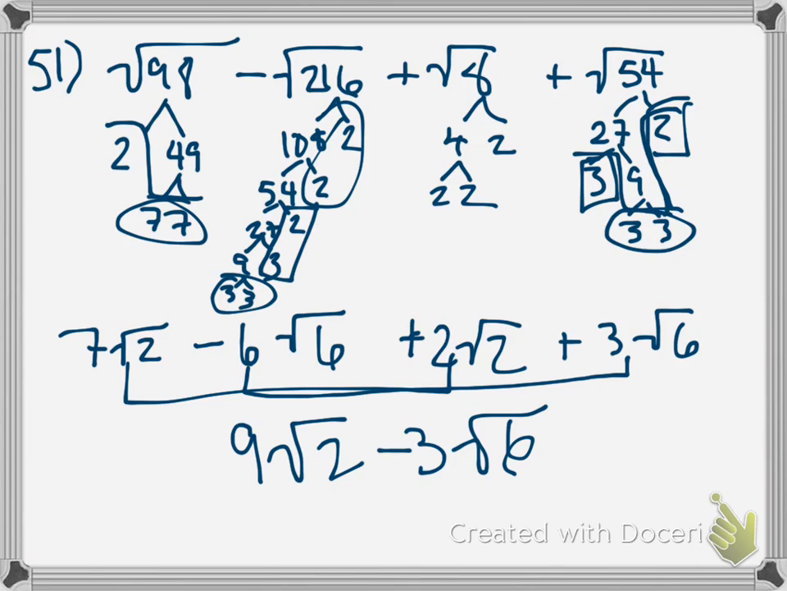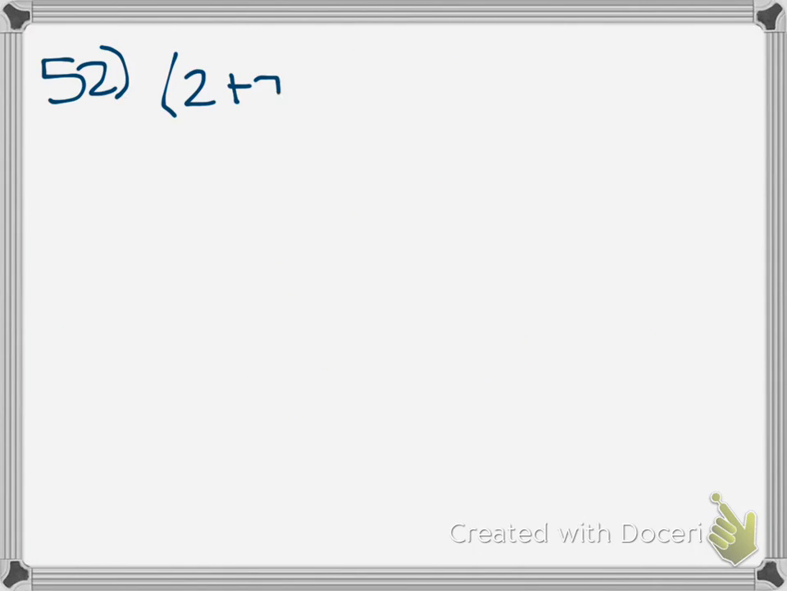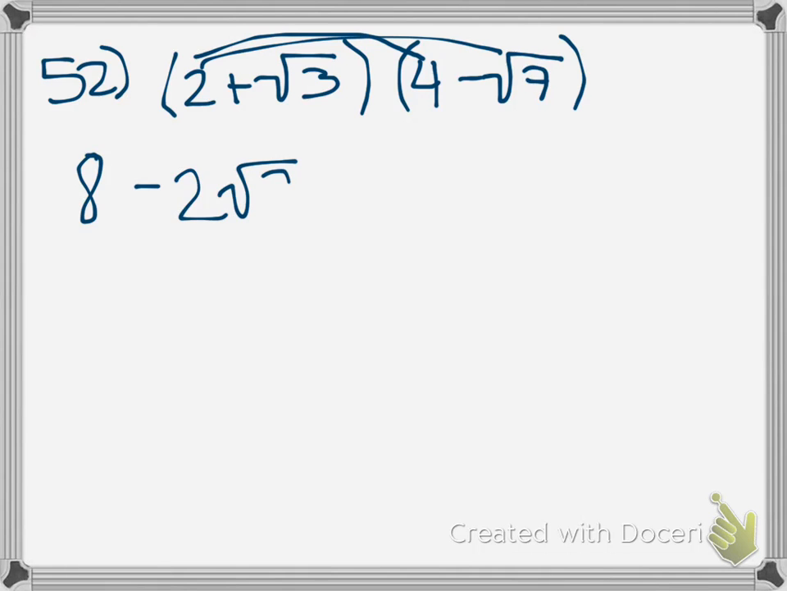Okay, so next part. 52. How do you multiply? Well, all you've got to do is make sure everything in one parentheses multiplies the other parentheses. So I'm going to say 2 times 4 is 8. 2 times square root of 7 is negative 2 square root of 7, because it was negative square root of 7. Square root of 3 times 4 is 4 square root of 3. Notice how the non-radical number is on the front and the radical is inside.